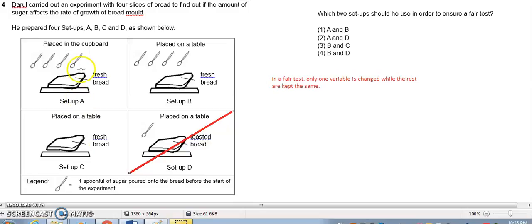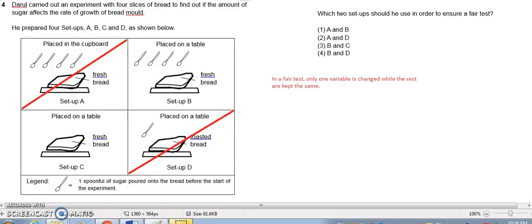And then we have the location, which is placed on the table or placed in a cupboard. The location must remain the same. So setup A cannot be considered because it is placed in a cupboard. So we have setup B and C.